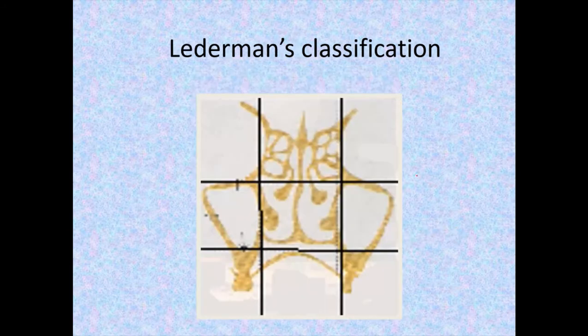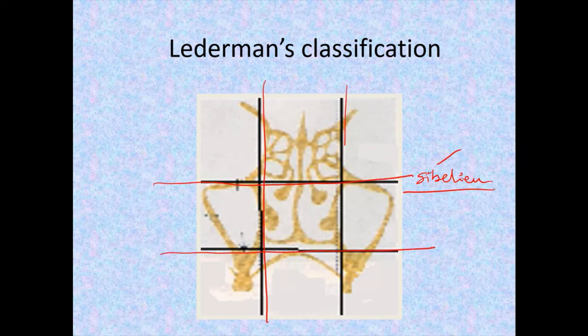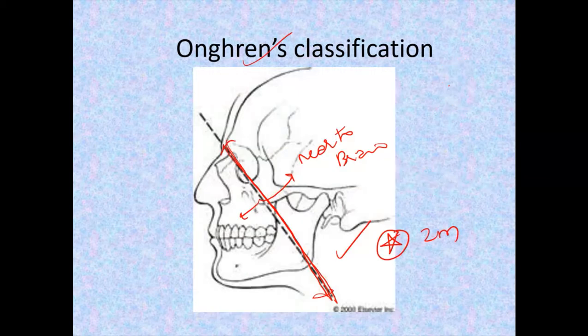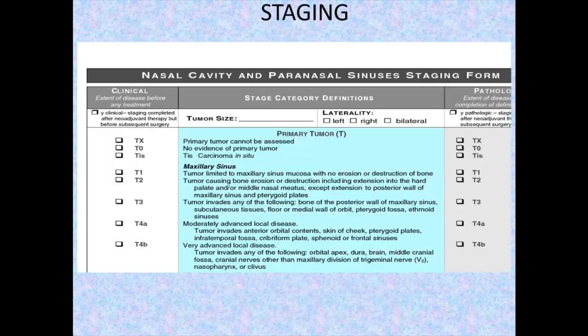There is something called Liedermann's classification, which has the lines of Sebileau: one line below the orbit, one line below the maxillary sinus, and one line medial to the orbit. These 9 quadrants are divided into superstructure, mesostructure, and infrastructure. The superstructure has the worst prognosis, the mesostructure a medium prognosis, and the infrastructure the better prognosis. These are very important 2 marks questions: Liedermann's classification and Ongren's classification. Remember these two. For your level, they will ask you.